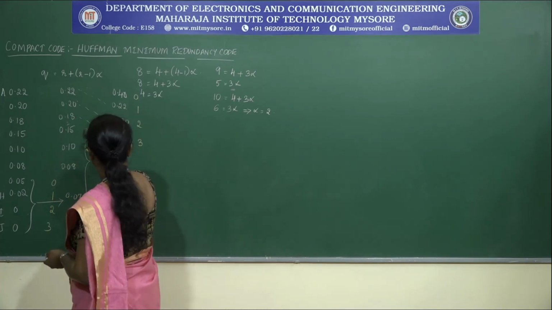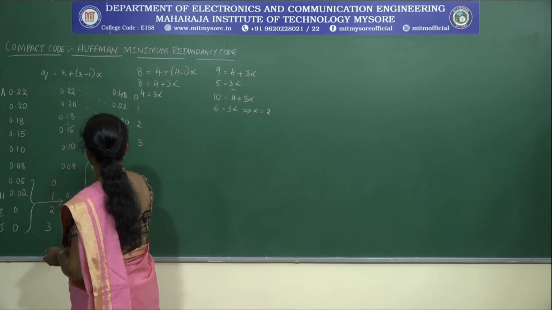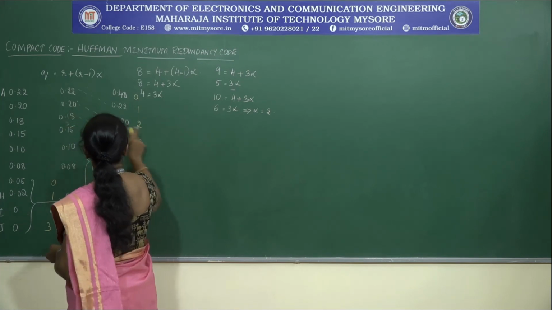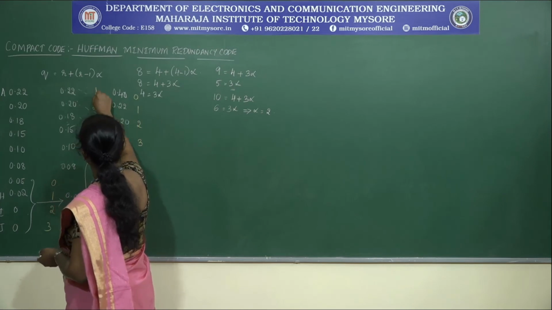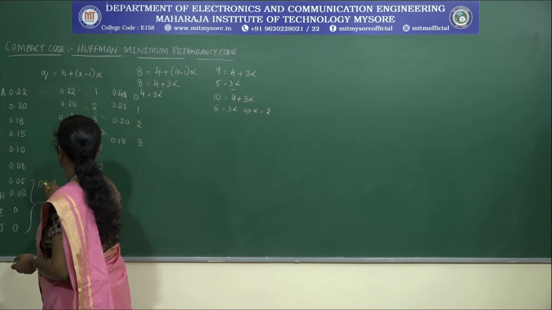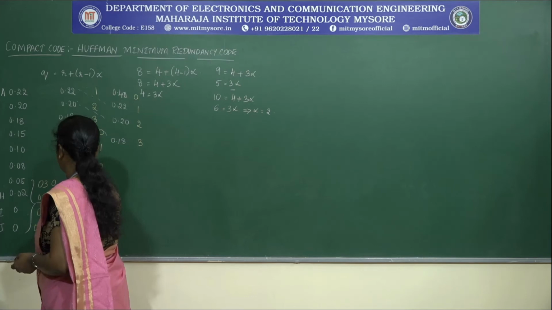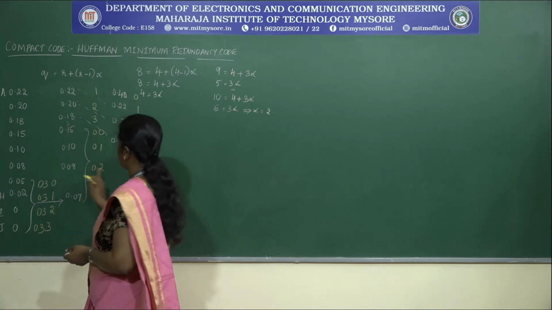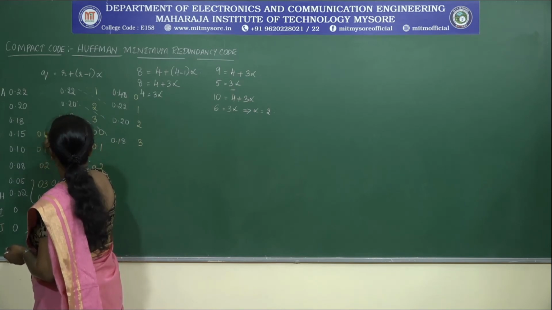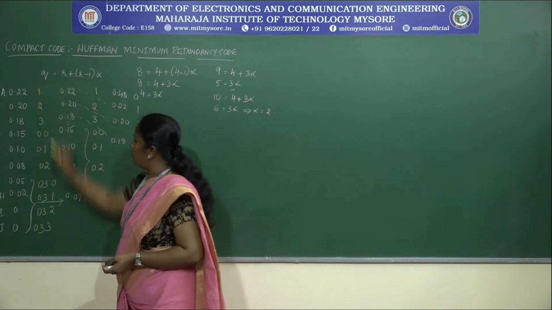And next, what is the value of this? It is 0. Then we have 0.18 value is 3, 0.20 value is 2, 0.22 is 1. Then what about this? 0.07 is 0, 3, 0, 3, 0, 3 and 0, 3. So 0.08 means it is 0, 2, 0.10, 0, 0, 3, 2, 1. So we have got the code words.